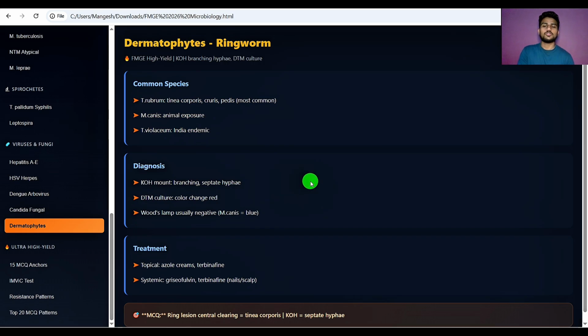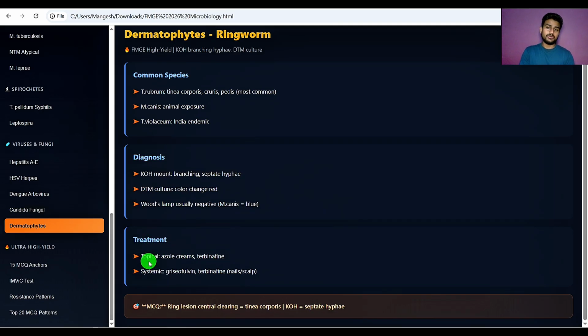Then we can also do the DTM culture. There can be a color change to red if the culture is positive, and we can also do the Woods lamp examination. Woods lamp examination is used in so many things, so you have to go through it once in your notes, because it will be given in a much more crisp and detailed manner, and I would recommend you to use your notes only to read which color we see for which condition in Woods lamp examination.